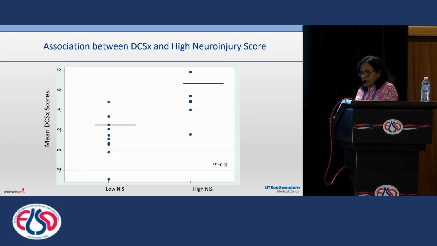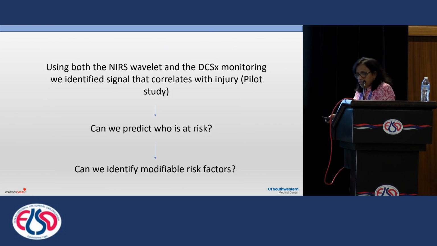So this is pilot data that we have done on 15 patients, where we have now correlated this mean DCSX index with neuroimaging scoring, and we found that patients with a higher index had higher neuroimaging scoring. So I think we've shown that both NIRS and DCSX monitoring can be useful to identify patients before we can clinically recognize injury. Then we went on to ask, can we predict who is at risk?